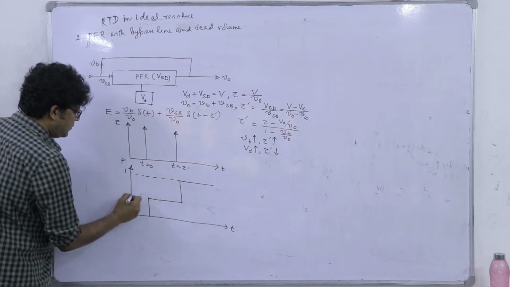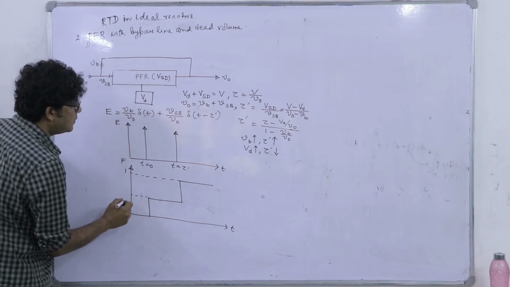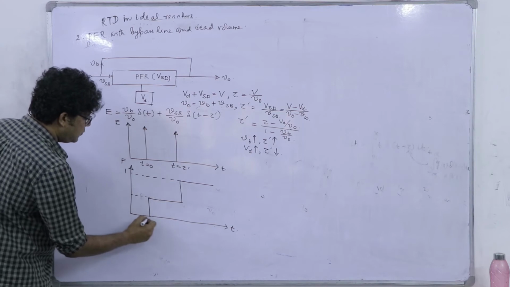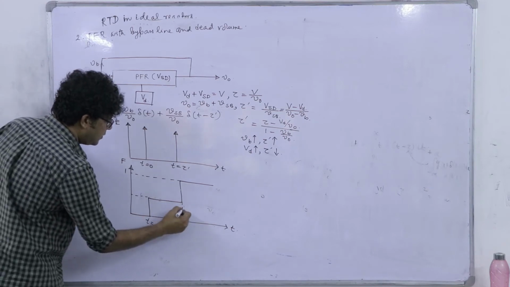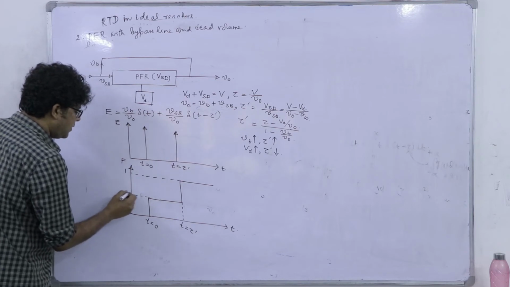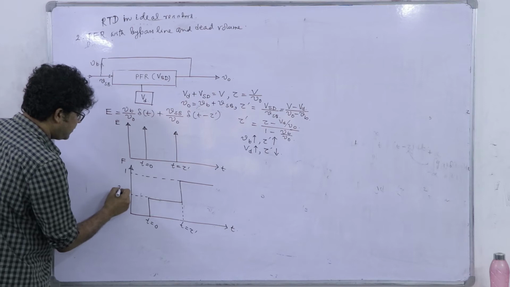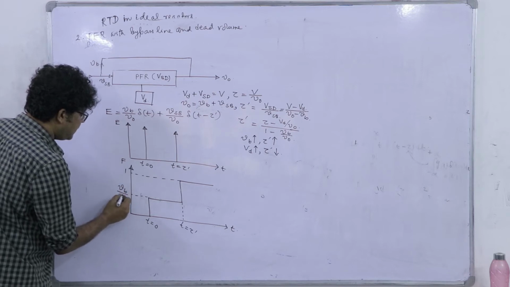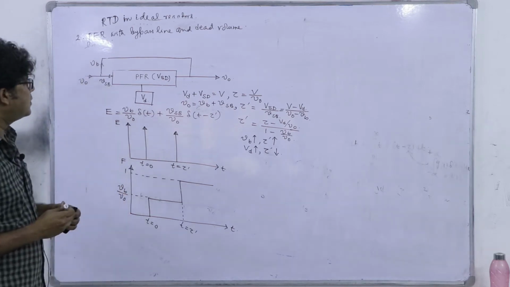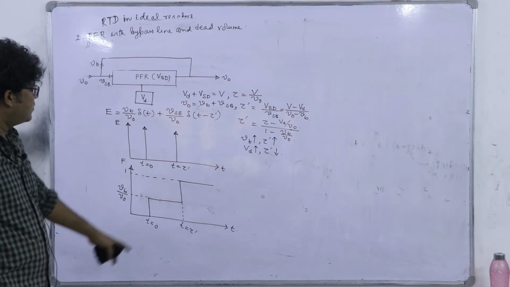So this value is 1, and here the value is, what it is, t equal to 0, and this is t equal to tau prime, and the value here is Vb by V naught. Right. So that's the PFR with bypass line and dead volume.